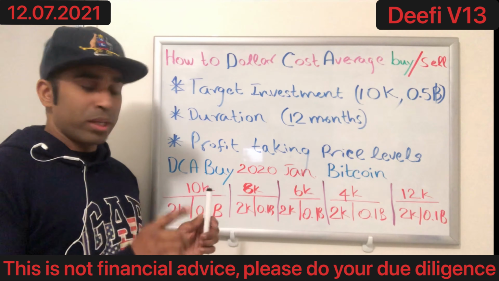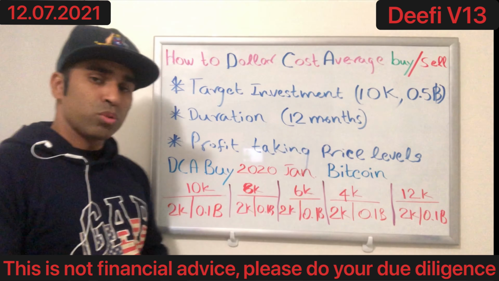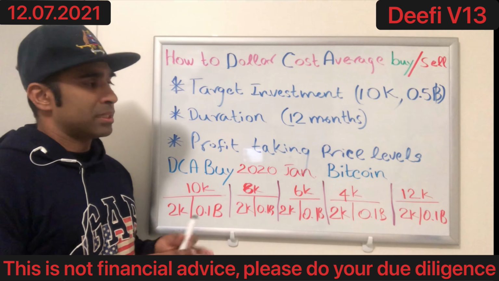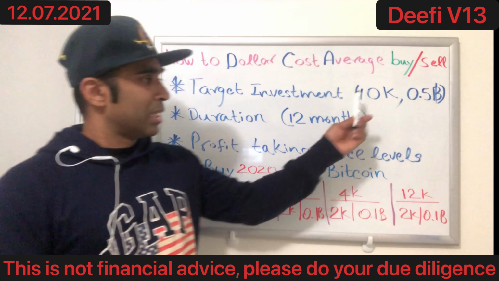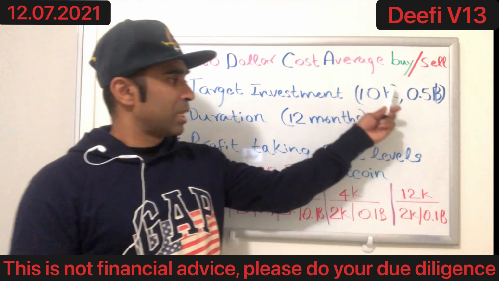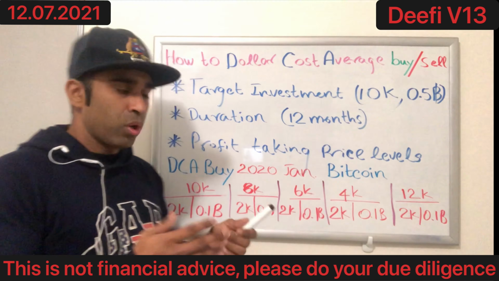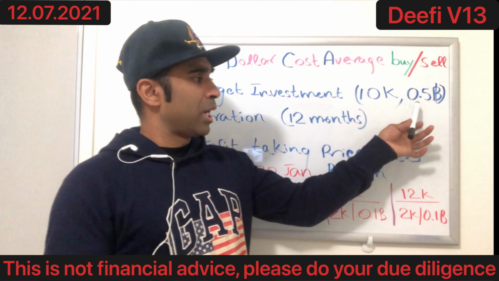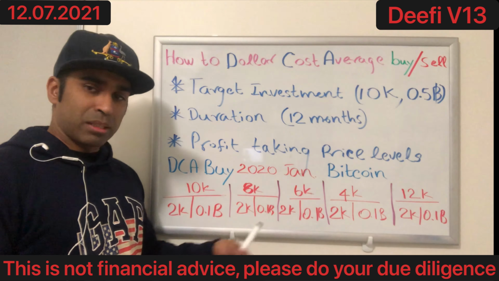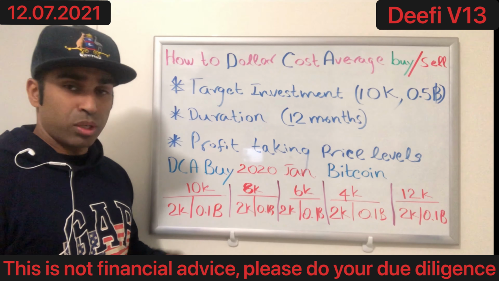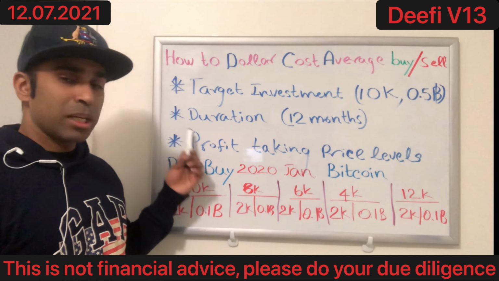The first point is a target investment. You need to have a target. Let's say, for example, that you're planning to invest $10,000 and buy Bitcoin with it, or it could be you're planning to accumulate 0.5 Bitcoin as an investment for the coming 12 to 24 months.